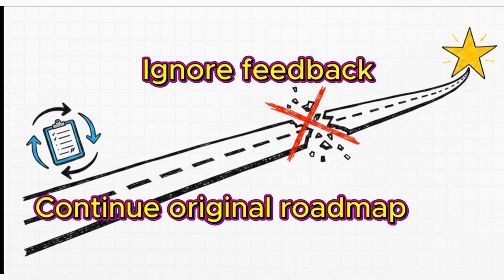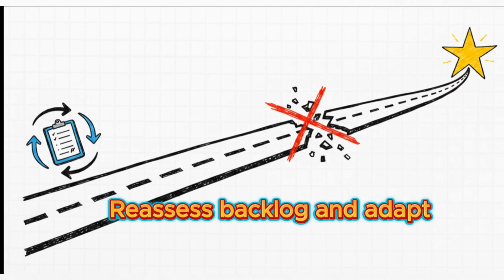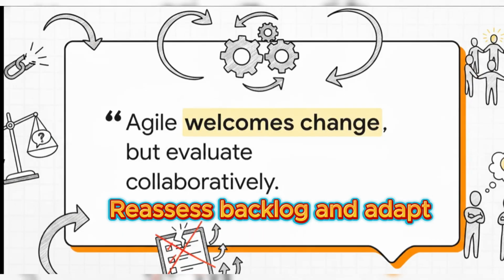When that roadmap breaks, you must reassess the backlog and adapt immediately. You absolutely do not ignore the feedback, and you do not stubbornly continue down the original roadmap just because it was the plan. The plan serves the product, the product doesn't serve the plan. And that reminds us of the grounding principle that ties all of these thematic case studies together into one cohesive mindset. Agile welcomes change, but changes should be evaluated collaboratively.